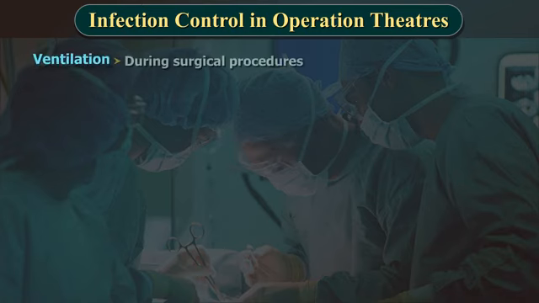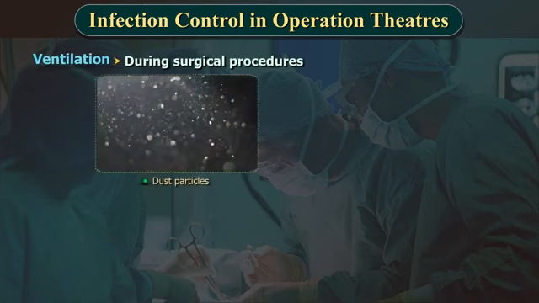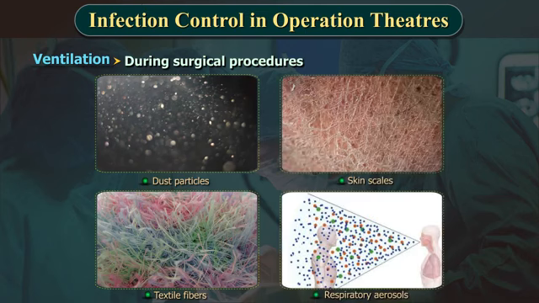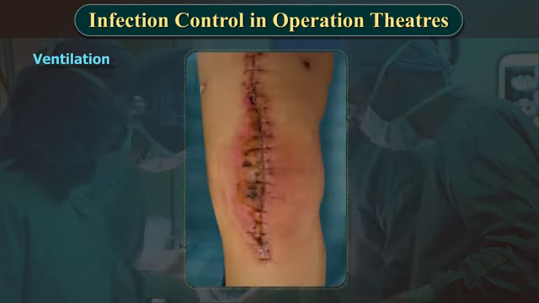Ventilation. During surgical procedures, dust particles, textile fibers, skin scales, and respiratory aerosols loaded with viable microorganisms are released from the surgical team and the surrounding into the air of the operating theatre. Bacteria settling on surgical instruments or entering directly into the surgical site may result in surgical site infection. Therefore, maintaining a high quality of the air in the operating theatre is essential to controlling the risk of surgical infections.